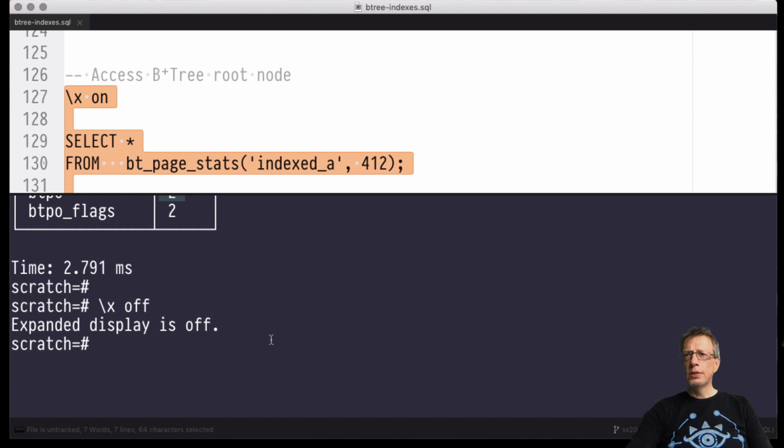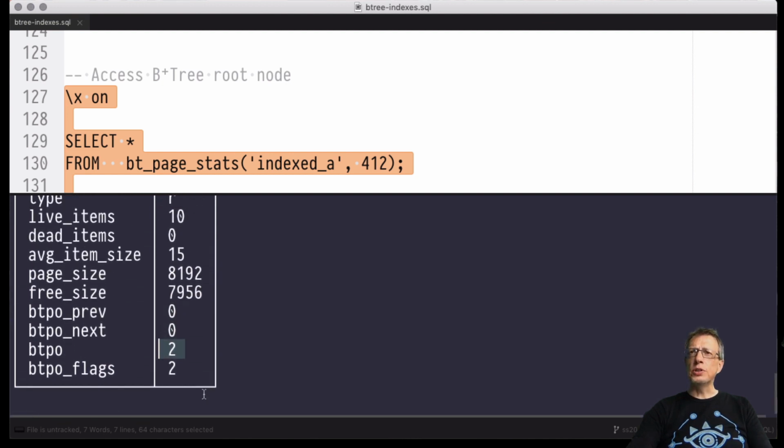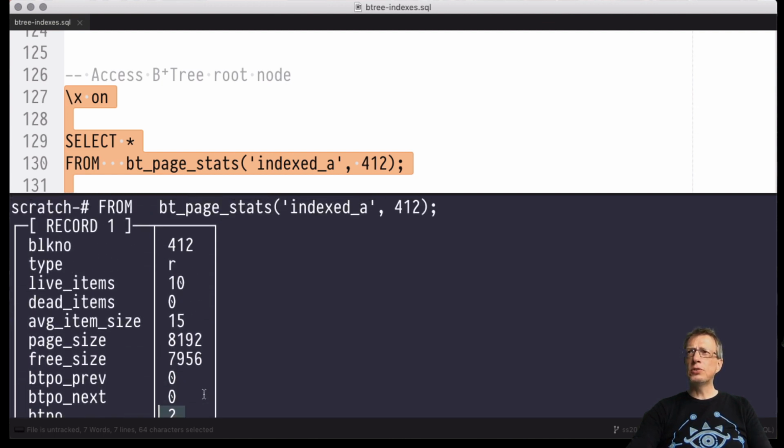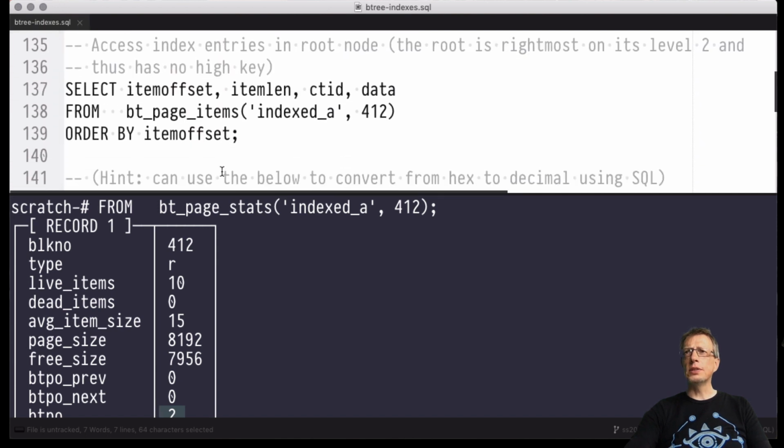Very nice. So, let's now look at the entries, the index entries themselves that are located and stored inside the root node. Let's see. So we are looking at the actual index entries inside page 412, which is the root page.